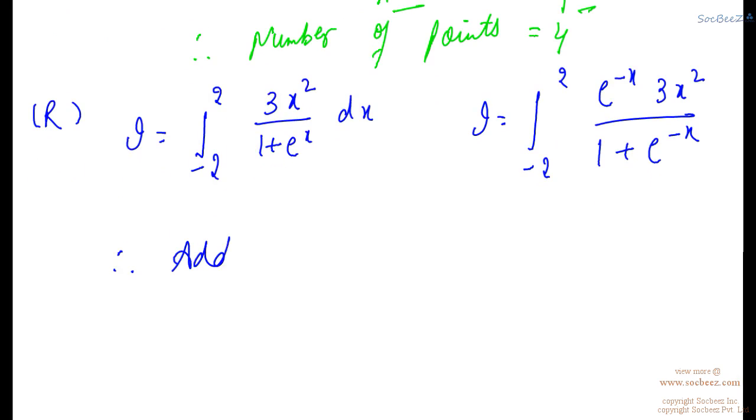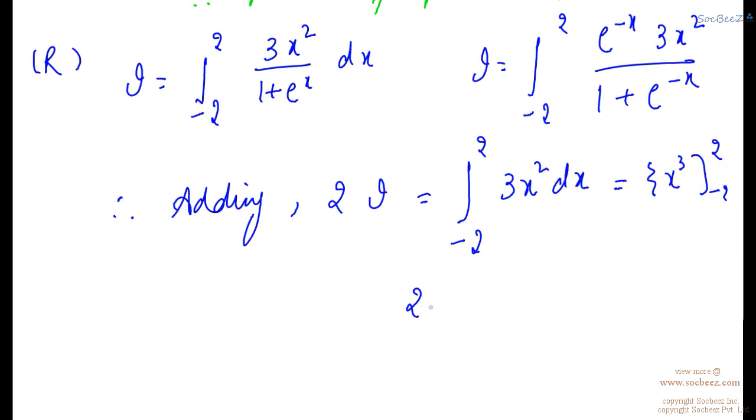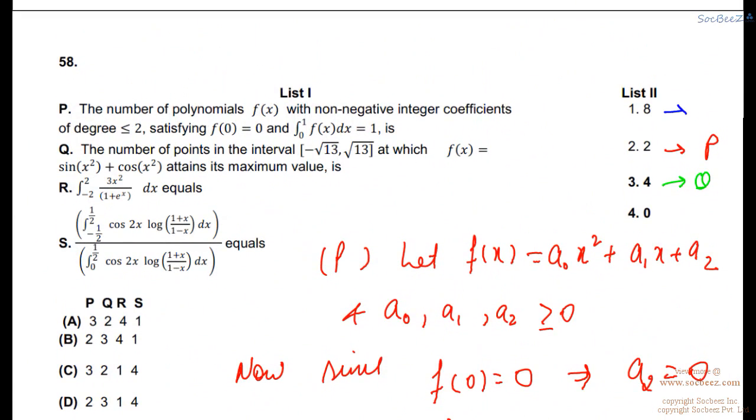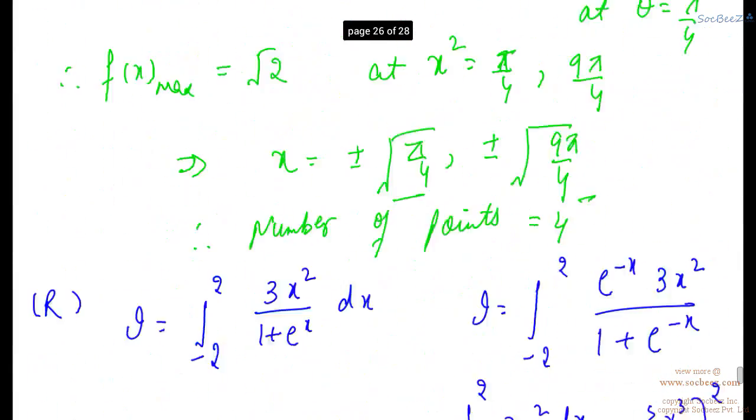Okay, so now if we add both of them, we get 2I equals integration from -2 to 2 of 3x square dx, which is just x cubed from -2 to 2. Okay, therefore 2I equals 8 plus 8, which is 16. This gives us I equals 8. Okay, so the value of R is 8, which is therefore 1 corresponds to R here.